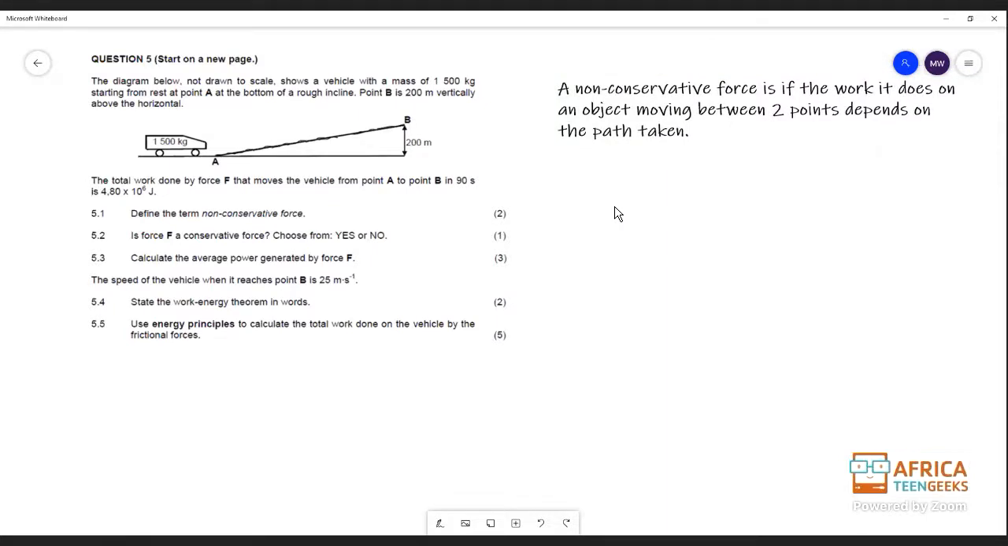Question 5.2, they say, is force F a conservative force? Choose from yes or no. So do you think it is a conservative force? No. No, it isn't a conservative force. So your answer there would just be, I'm just going to highlight it, no. Then they ask 5.3, calculate the average power generated by force F. So we use our formula.